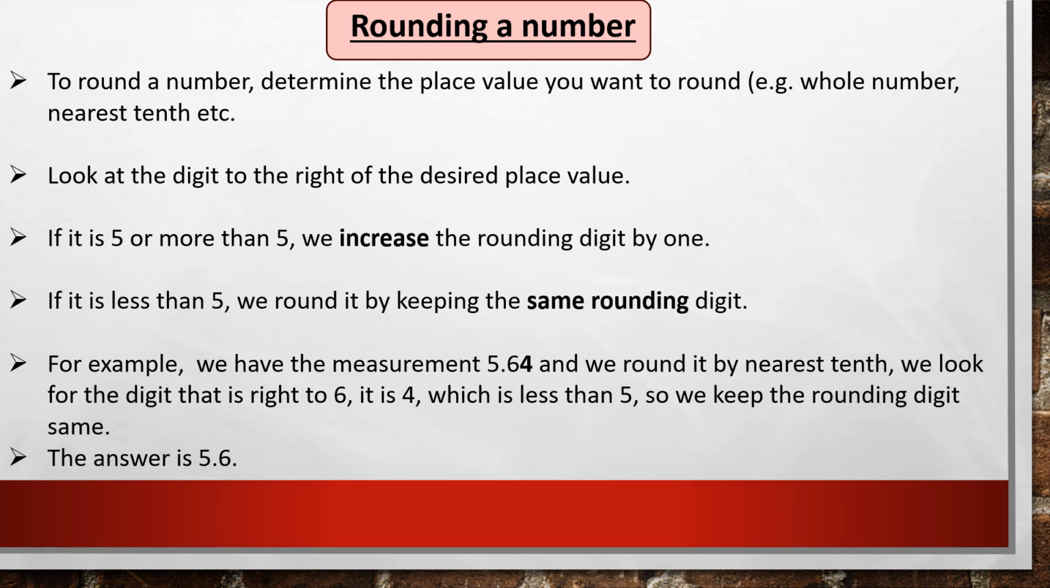Rounding a number. To round a number, determine the place value you want to round. For example, whole number, nearest tenth or nearest hundredth, etc. Look at the digit to the right of the desired place value. If it is 5 or more than 5, we increase the rounding digit by 1, or if it is less than 5, we keep the same rounding digit. For example, we have the measurement 5.64, and when we round it to the nearest tenth, we look at the digit to the right of 6, and it is 4, which is less than 5, so we keep the rounding digit the same. The answer is 5.6.